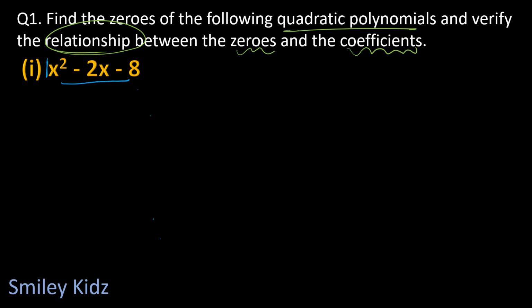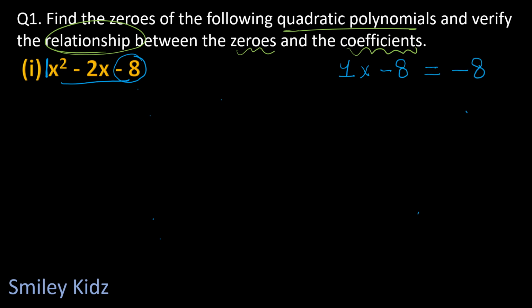First, what is the coefficient of x squared? It is 1. And what is the constant term? It is minus 8. It's not 8, it is minus 8. So first we're going to multiply the coefficient of x squared with the constant term of the same quadratic polynomial. So it is 1 times minus 8, which is minus 8.